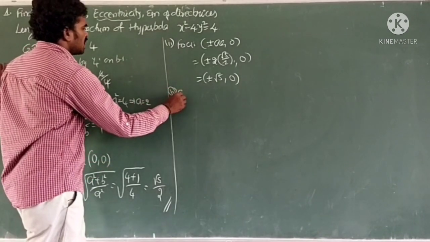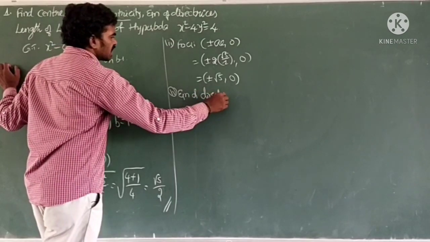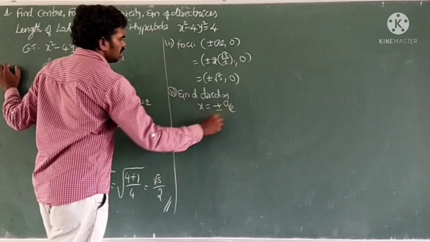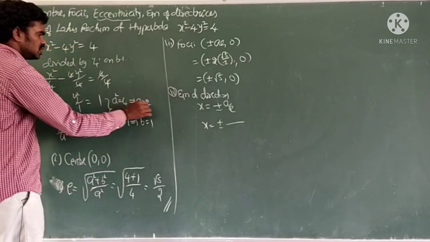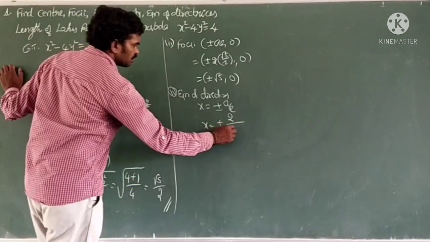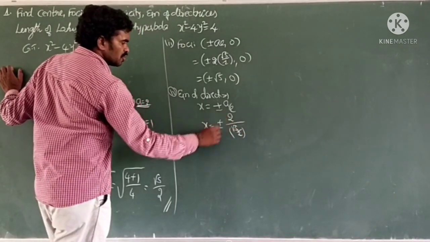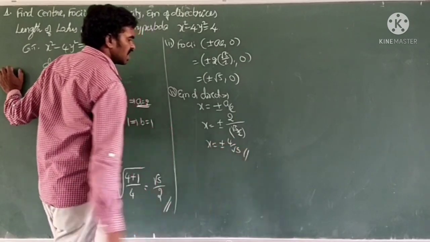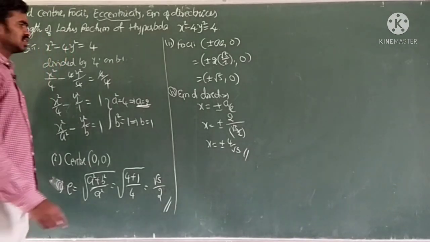So the equation of directrices, we can get two directrices. The equation of directrices is x equal to plus or minus a by e. So x equal to plus or minus a, which is 2, by e, which is root 5 by 2. So the 2 goes to the numerator: x equal to plus or minus 4 by root 5 is the equation of directrices. Next, the last one, length of latus rectum.